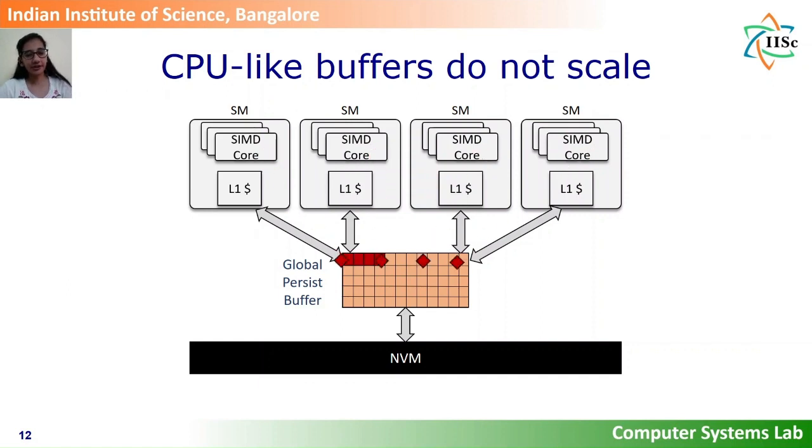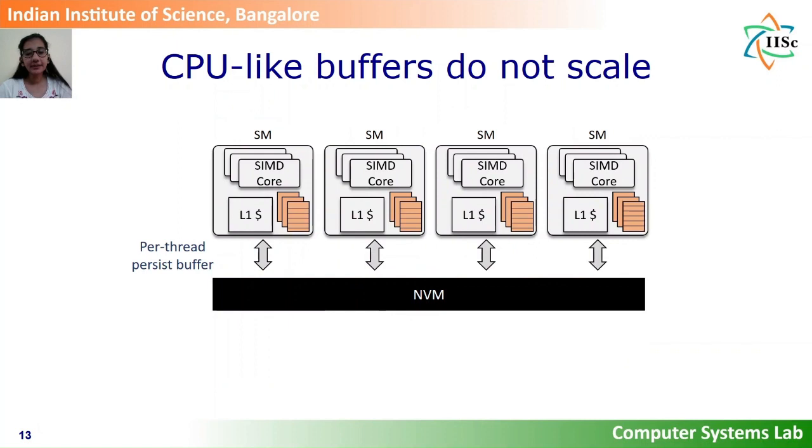Sharing a single buffer across all the SMs is not feasible and makes it almost impossible to track ordering across persists. Alternatively, a per-thread buffer would incur massive hardware overheads due to the hundreds of thousands of concurrent GPU threads. It also makes the detection and enforcement of inter-thread PMO intractable.